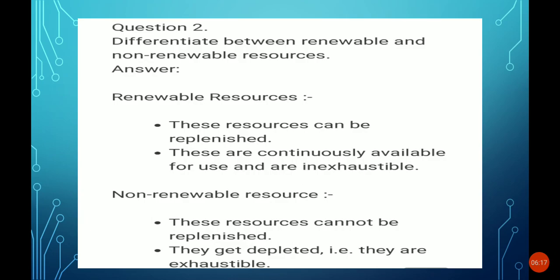So, differences between renewable and non-renewable. Renewable resources can be replenished and are continuously available for use, and are inexhaustible. And what are non-renewable resources? These resources cannot be replenished. They get depleted. That is, they are exhaustible. Means we can't regenerate them.